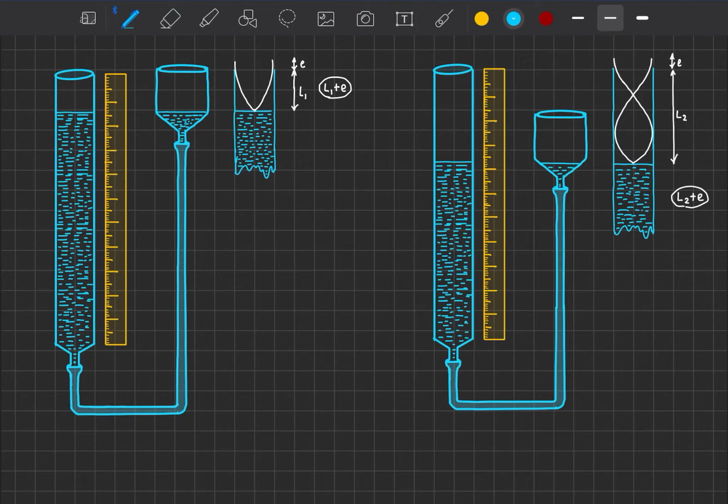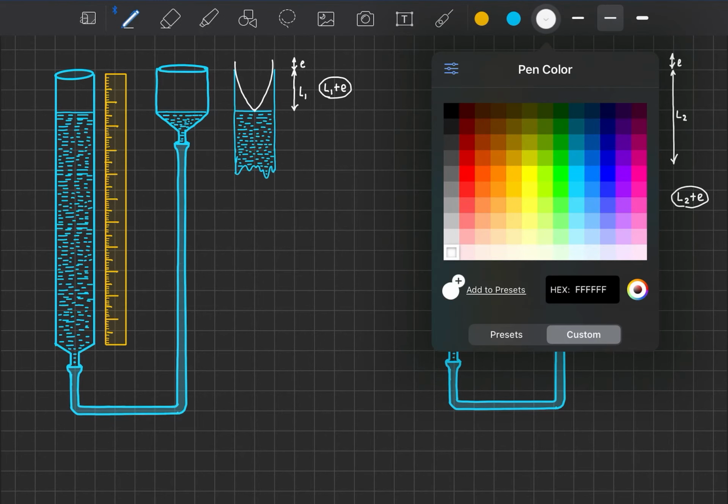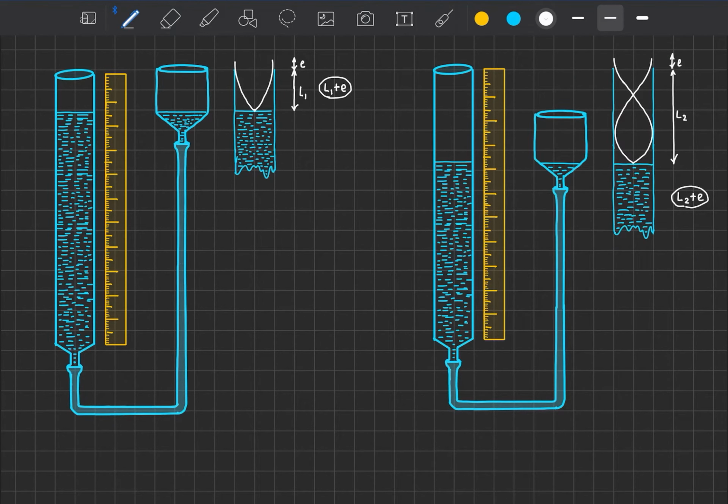Now we already know that during this kind of derivation, during this kind of calculation, the standing wave here, the displacement antinode or the pressure node, doesn't exactly form on the open surface, right? It forms just a little bit above the open surface.